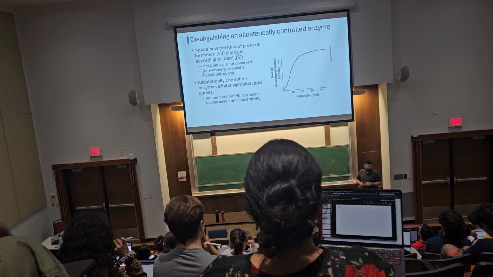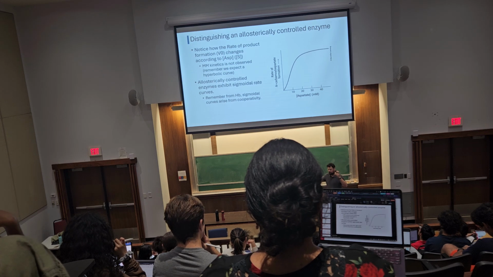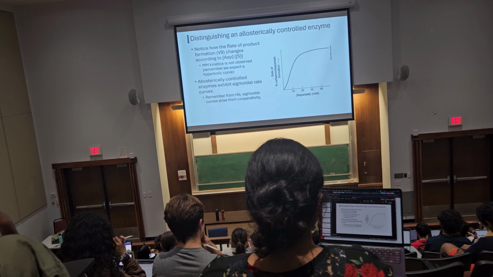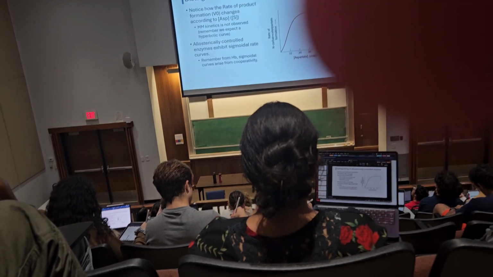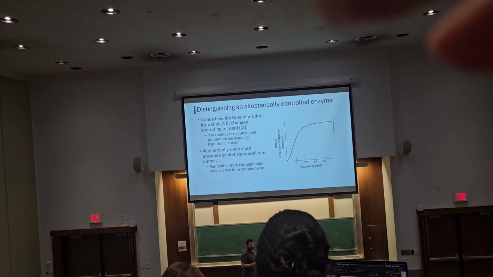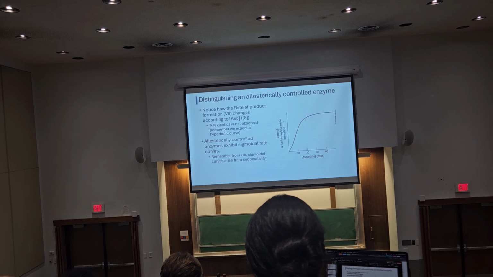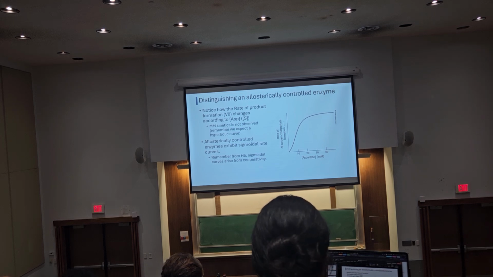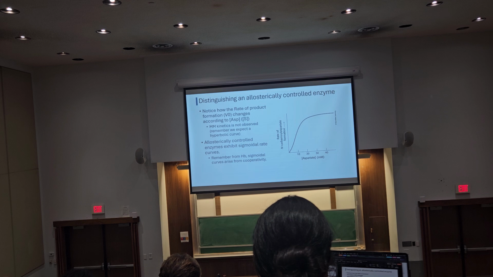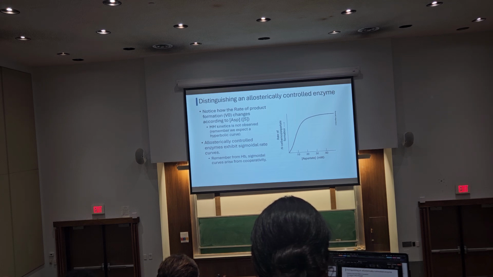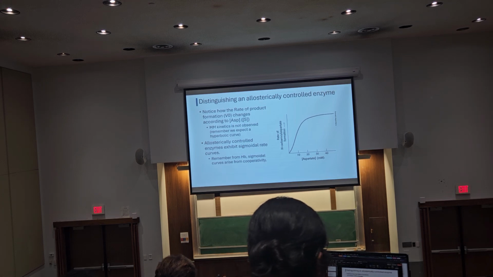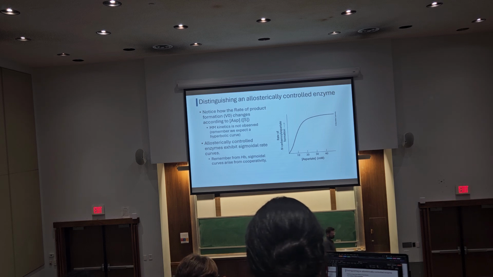So to distinguish an allosterically controlled enzyme from a quote-unquote normal Michaelis-Menten enzyme, let's remember what the plot for a normal enzyme looks like. Here, again, on the y-axis, we have what is functionally V naught, the rate of formation of carbamoyl aspartate. We get a hyperbolic plot for a non-regulated enzyme.